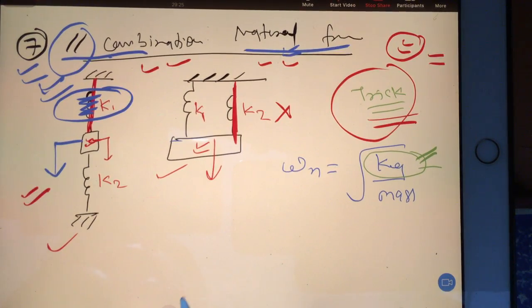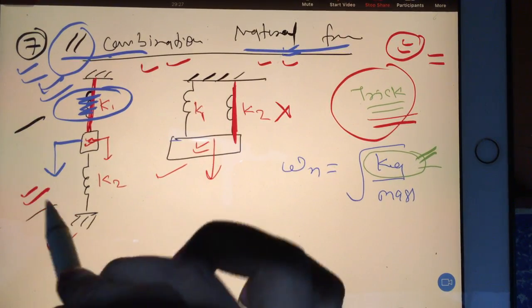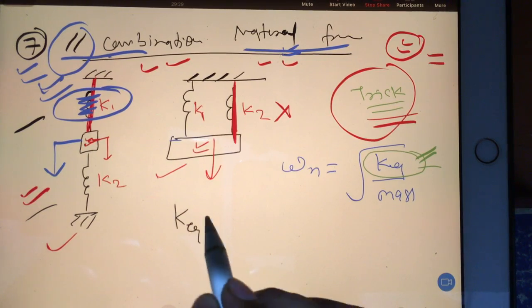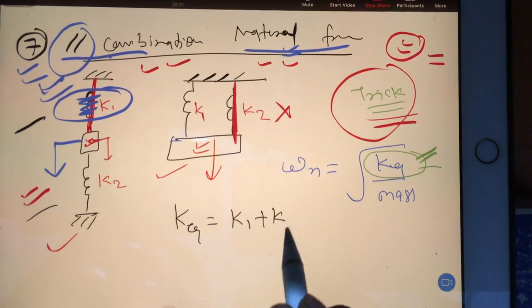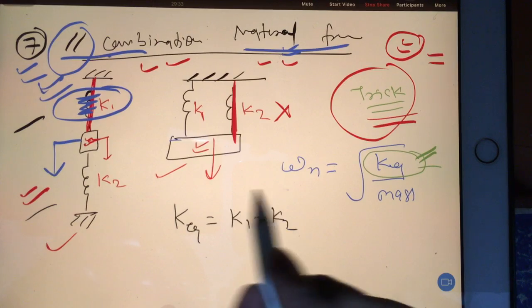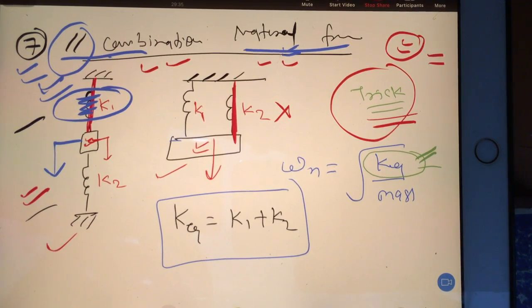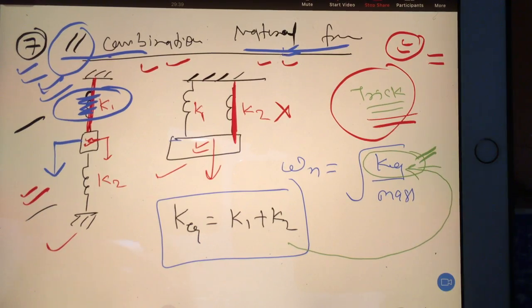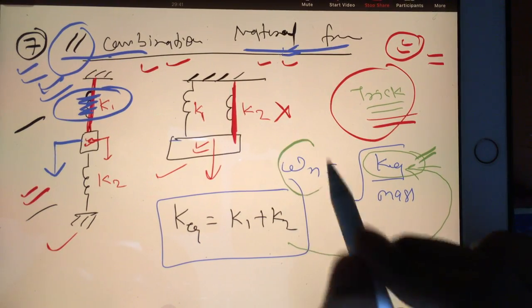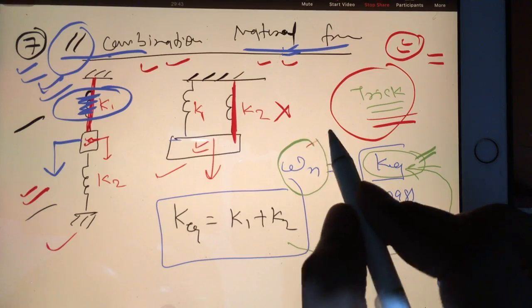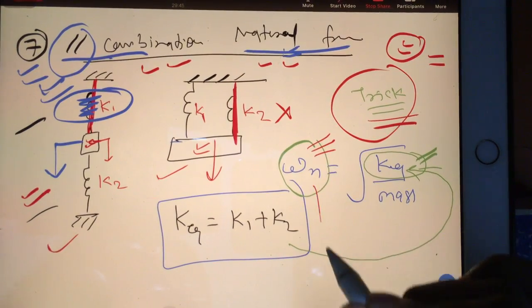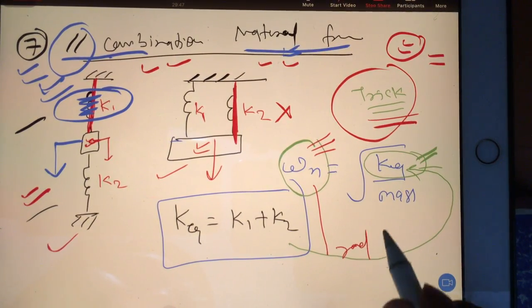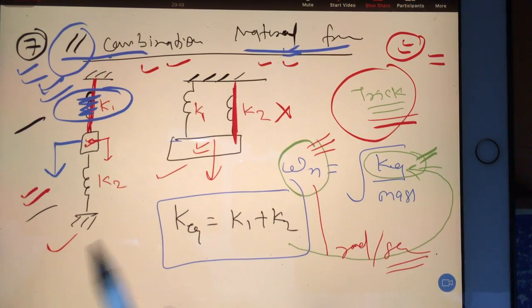So how will you calculate K equivalent if springs are like this? K equivalent is equal to K1 plus K2. That's all. Direct formula for parallel combination. Okay. So this K equivalent you will substitute here, and you will find your natural frequency. Always remember, we are finding natural frequency as angular frequency, so the unit is going to be radian per second. Amazing trick. Okay. It will work.